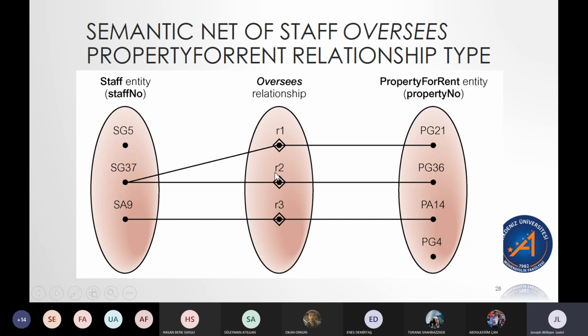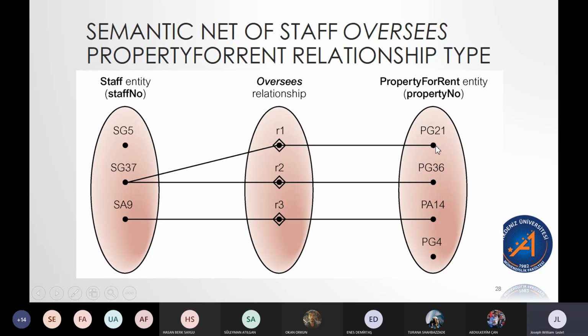We might have staff people that oversee more than one property. We might have staff people that oversee only one property. We might have properties that aren't even overseen. Look, properties don't participate. Why is this property not overseen by someone? There could be lots of reasons. Maybe the person who was overseeing it got fired or died, or maybe this is a new property that just got put into the system and hasn't been assigned to anyone yet. There's all kinds of reasons why this property might not be overseen right now. Notice that participation is not required on either side.